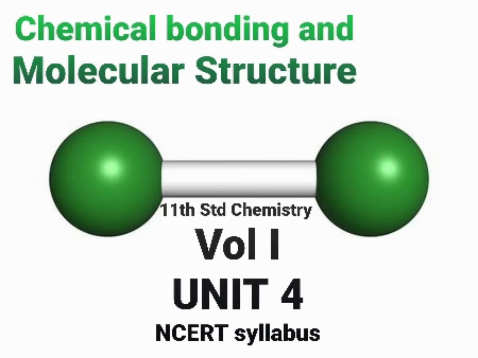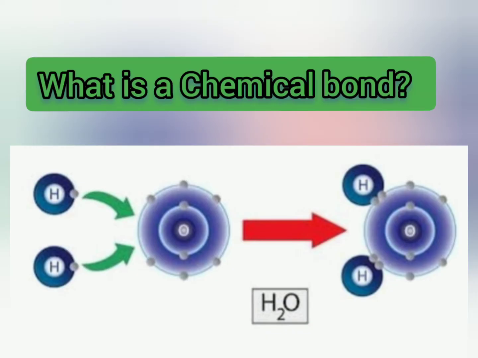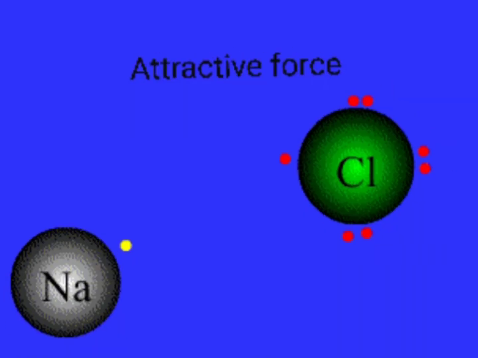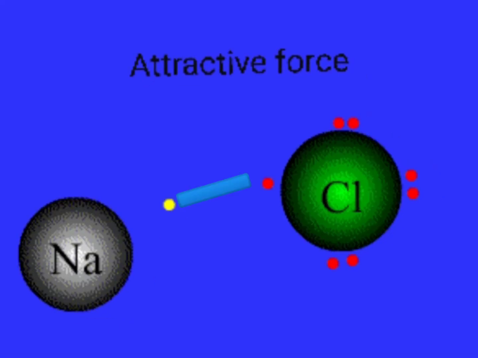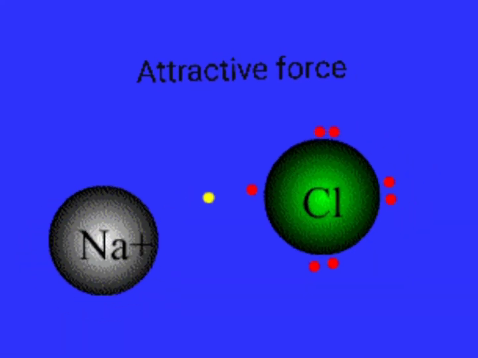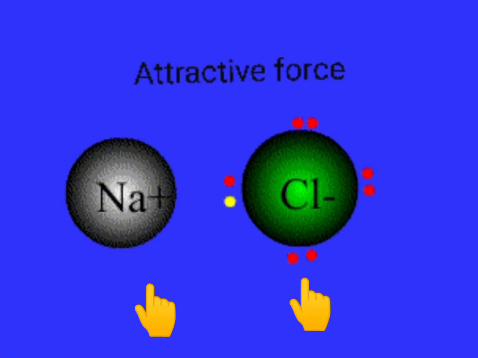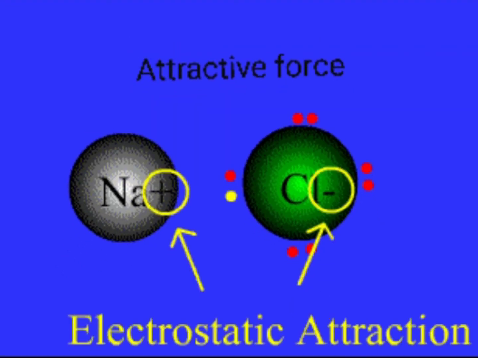Hi everybody, today's topic is chemical bonding and molecular structure. What is a chemical bond? The attractive force which holds various constituents, that is atoms, ions, etc. together in different chemical species is called a chemical bond. Here, a sodium atom and a chlorine atom join together forming sodium chloride.